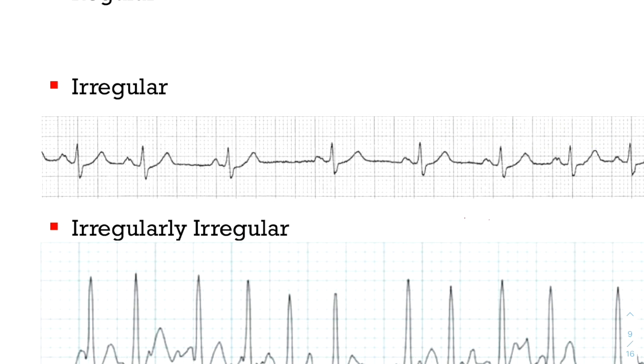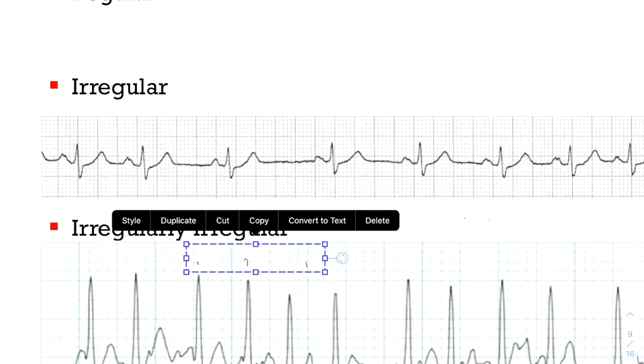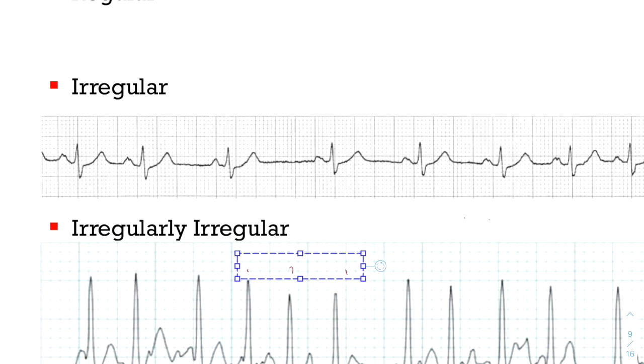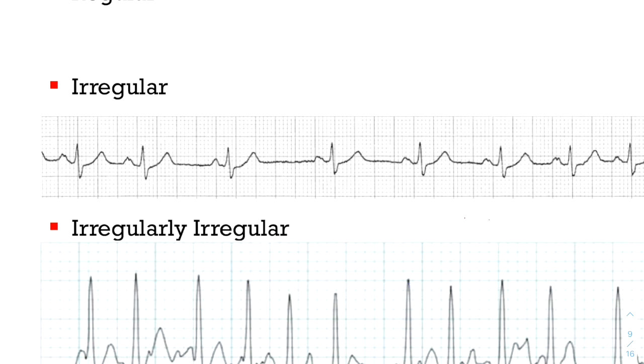And then the subtype of irregularity, once you determine that, is it irregular with a recurring pattern, or is it irregularly irregular? And same trick we can use here to determine if there's a repetition in the irregularity. And in this case, you can see there really isn't any repetition in that irregularity. So this is what we call an irregularly irregular rhythm, which is pretty indicative of atrial fibrillation.